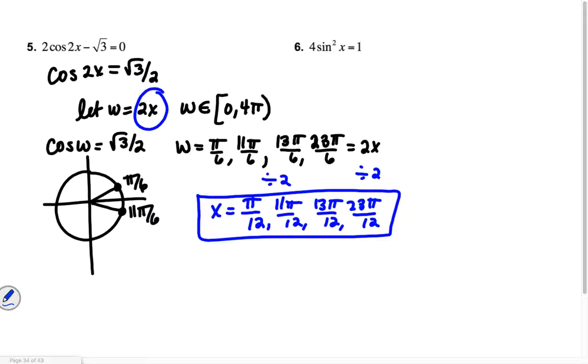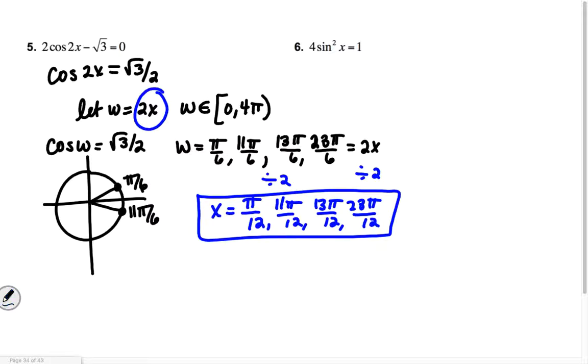So what if I had w equal to 3x? I want my answers to go from 0 to 6 pi, so when I divide by 3, I have everything on 0 to 2 pi. Does that make sense? Do you guys get that?